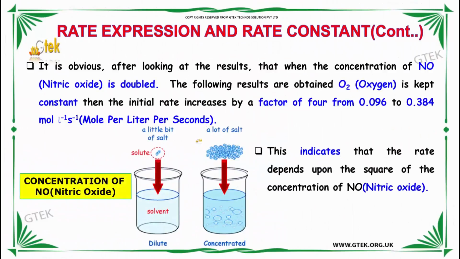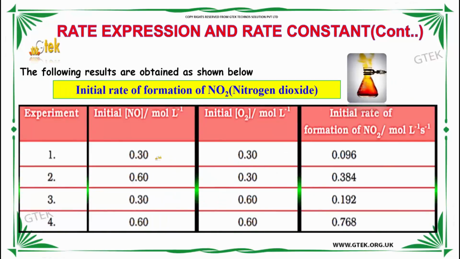It is obvious after looking at the results that when the concentration of NO is doubled and O2 is kept constant, the initial rate increases by a factor of 4, from 0.096 to 0.384 mole per liter per second. This indicates that the rate depends upon the square of the concentration of nitric oxide. You can see, if I double this one while this is constant, it is 4 times, it is multiplying.